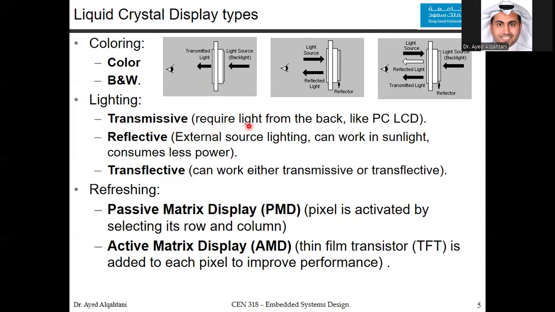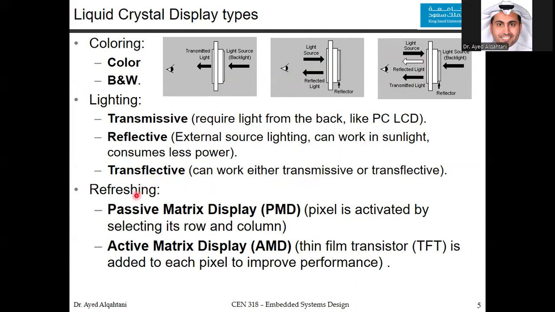The transmissive ones require light from the back, like the backlit LCD. So if this is your eye, the light source is coming from the back, and then it's transmitted through to your eye. The reflective has an external light source, and it can work in sunlight and consumes less power. This is the idea behind it. There will be a source somewhere, and there will be a kind of reflector, a mirror. So you have the light source, and it reflects back to your eye. The transflective have both of them. So either the source is going to be from the back, or it could be reflected back.